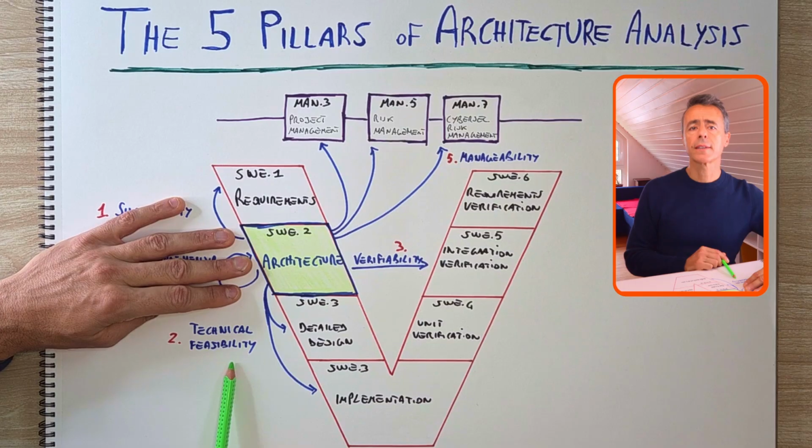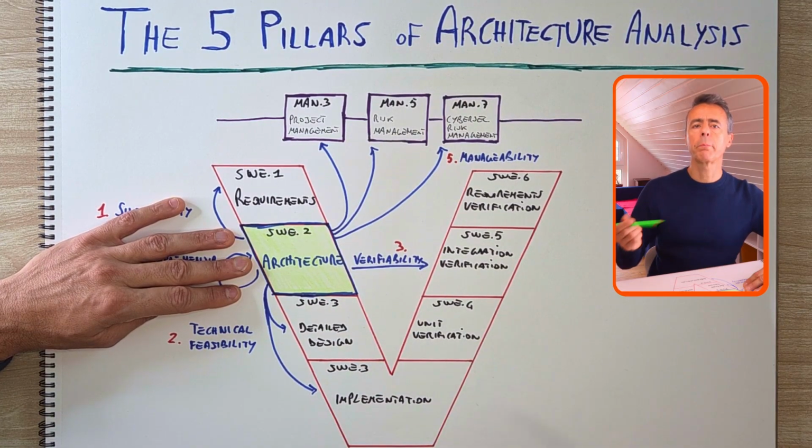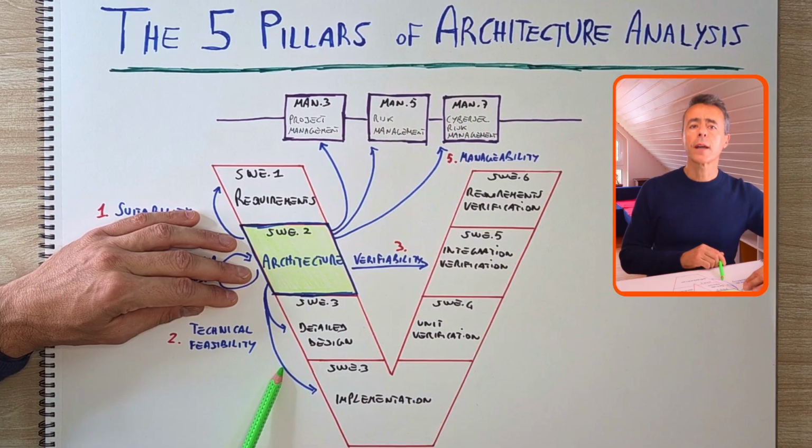The second critical target of architectural analysis is the technical feasibility. Simply put, technical feasibility asks the question, can we actually build this? Here we look downstairs in the V model toward implementation. This is about checking whether the architecture can be realized with resources, technologies and constraints available. Technical feasibility covers several key aspects.